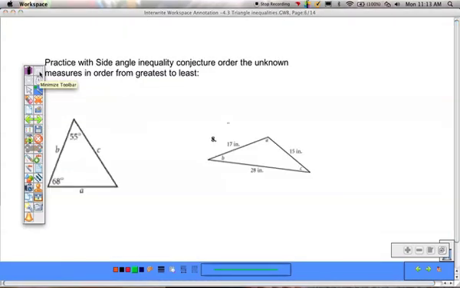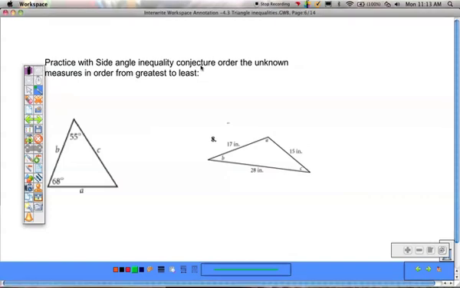So let's practice. Conjecture the order of the unknown measures from the greatest to the least. Okay, so let's figure out this angle first. You know all our angle measures. We're going to do 180 minus 68 minus 55. All right, so this is 57 degrees.